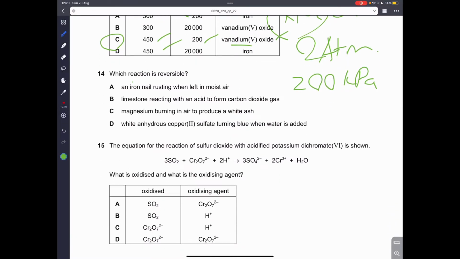Question number 14. Which reaction is reversible? An iron nail rusting when reacting with moist water is not reversible. Limestone reacting with acid to form carbon dioxide, you cannot reverse this reaction. Magnesium burning in air to produce white ash, which is magnesium oxide, cannot be reversed. However, when you add water to anhydrous copper(II) sulfate, it turns blue as hydrated copper(II) sulfate. And this reaction can be reversed if you remove the water by heating the hydrated crystals.